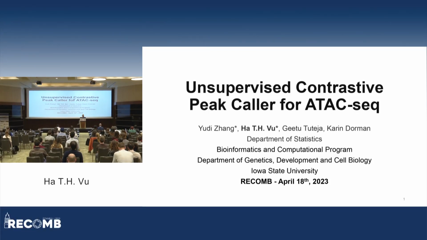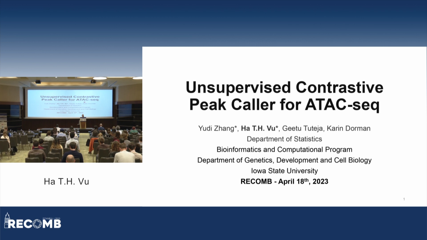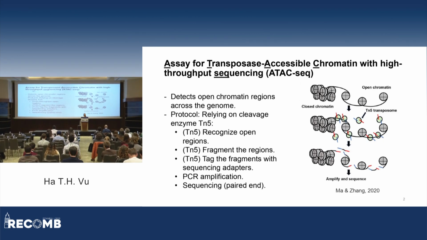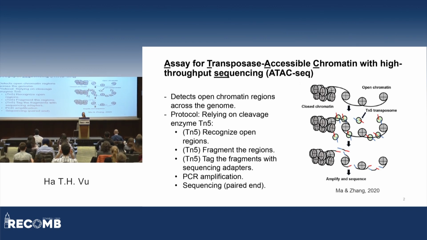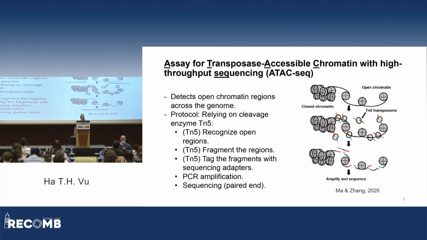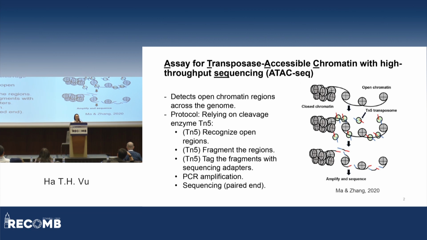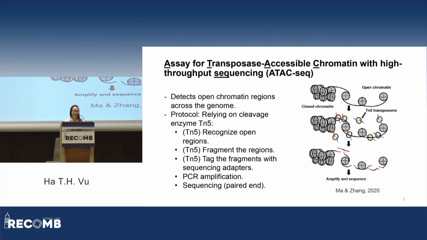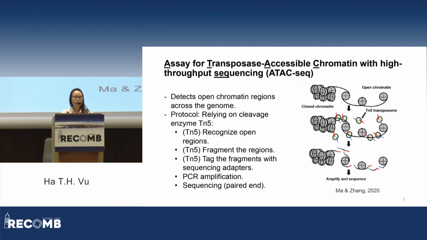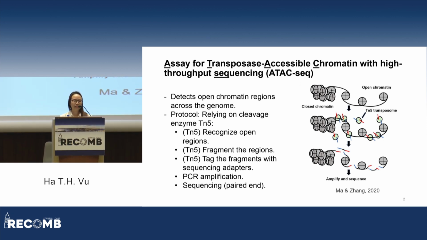But first, let's talk a little bit about ATAC-seq data, what that is. ATAC-seq stands for Assay for Transposase-accessible Chromatin with High Throughput Sequencing. This assay basically tries to detect the open chromatin regions in the genome. The protocol relies mainly on the cleavage enzyme Tn5.